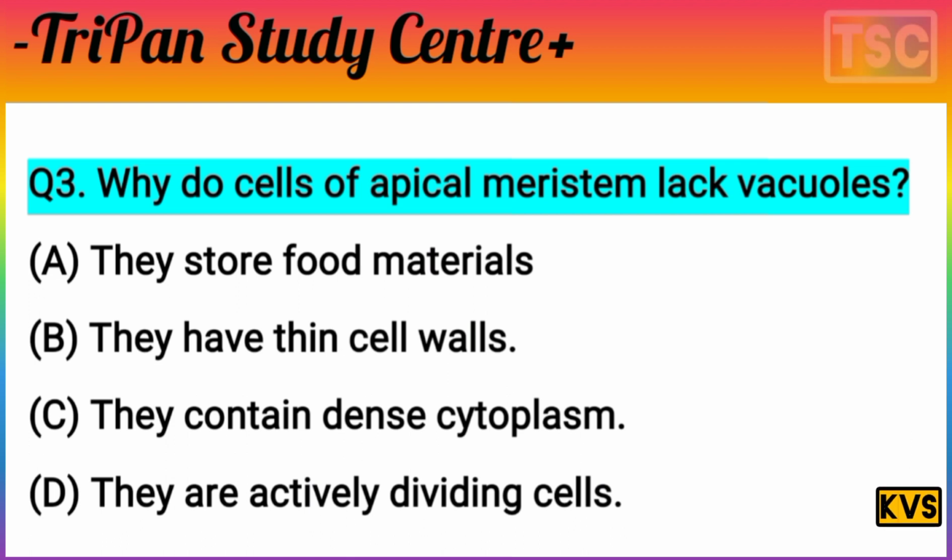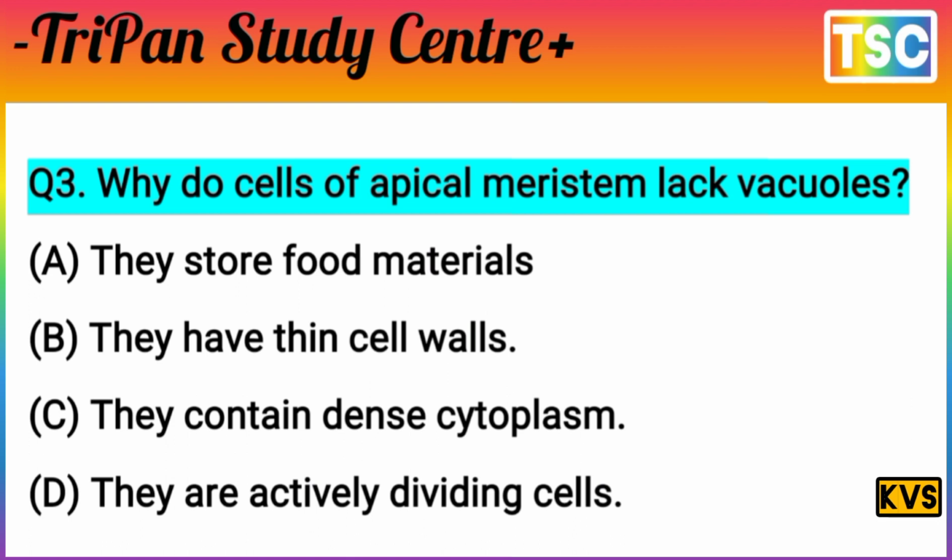The options are: A, they store food material; B, they have a thin cell wall; C, they contain dense cytoplasm; and D, they are actively dividing cells. You know that question is very interesting.